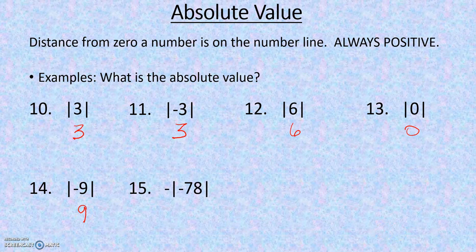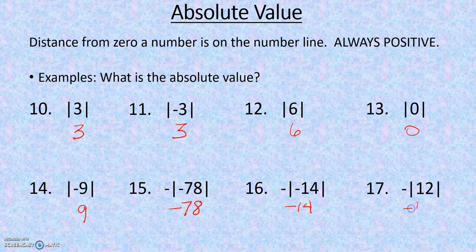Negative absolute value of negative 78. First, we calculate the absolute value of negative 78, which is positive 78, and then we use that negative sign out in front. The answer is negative 78. Negative absolute value of negative 14. Absolute value of negative 14 is 14, and negative. Negative absolute value of 12. Absolute value of 12 is 12, and make it negative.